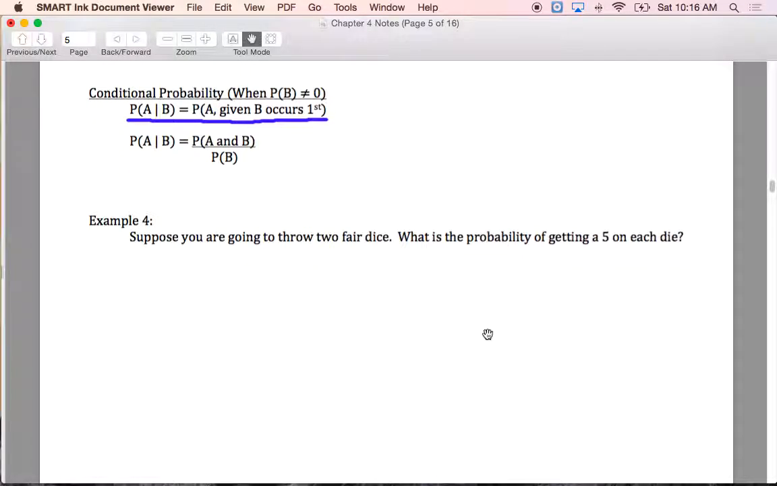So for example 4, it says, suppose you are going to throw two fair dice. What's the probability of getting a 5 on each die? Now, if you roll a die, it does not affect the outcome for the other die. They're going to be two separate events. So that means they're independent.